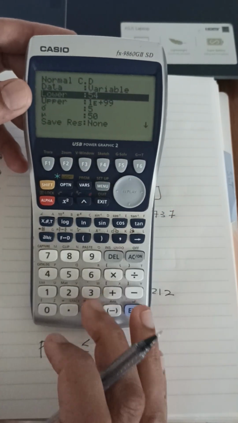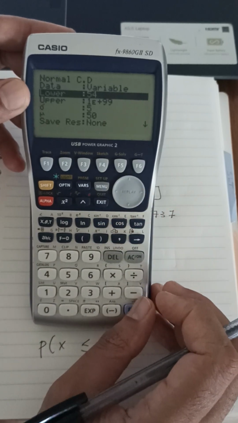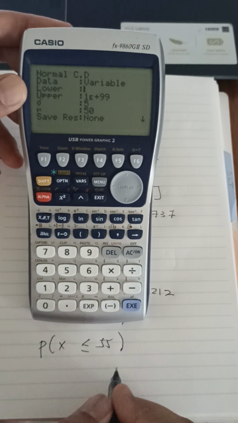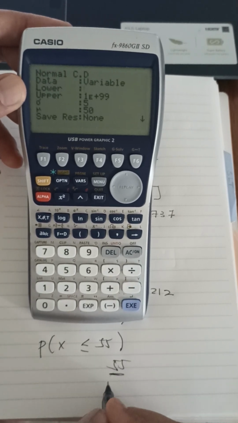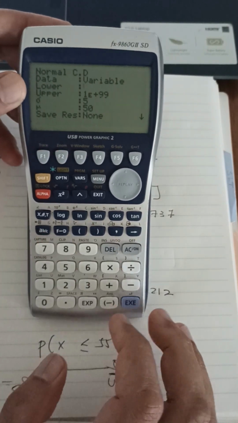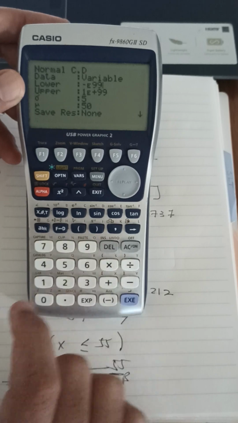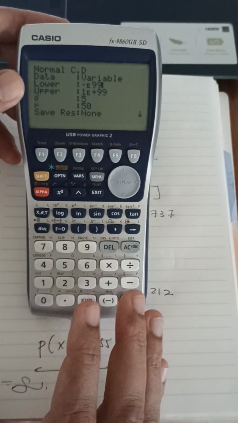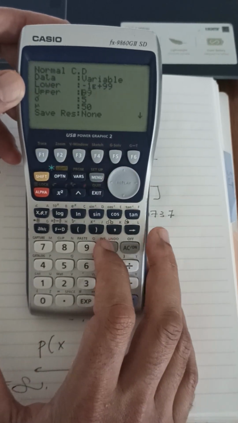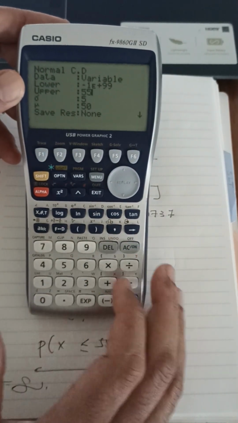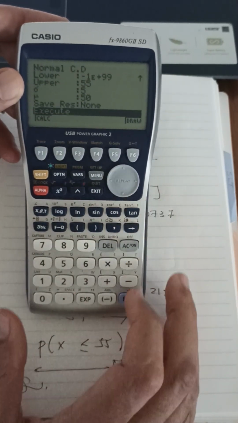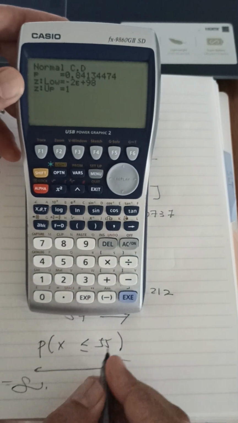So here the lower bound would be here. It's going to be because it's less equal to 55. So that's the upper bound, right? And then it goes down to minus infinity. So the lower bound here is going to be minus E99, because I said that E99 can be used as infinity. So minus E99 is going to be the lower bound. And then the upper bound here is going to be 55. The sigma is 5. The mean is 50 because it's the same question. Then execute.